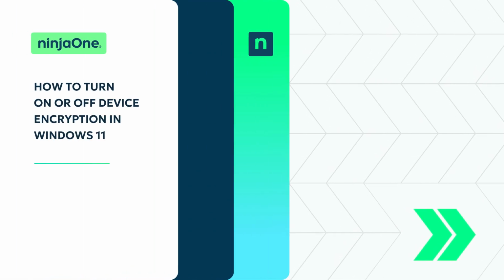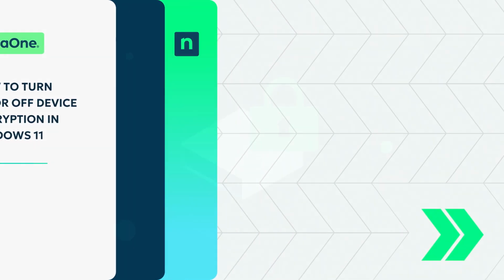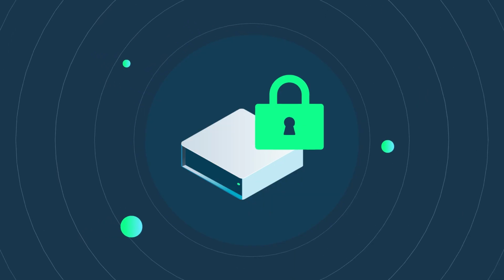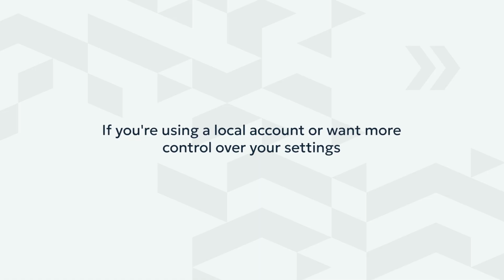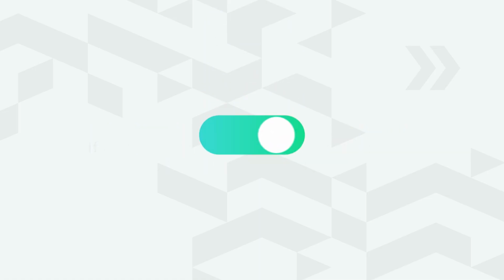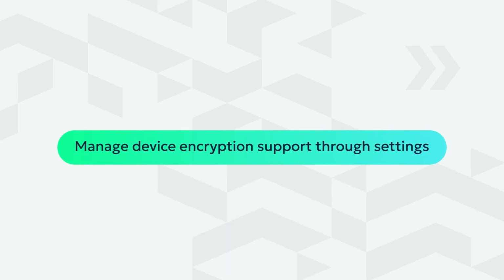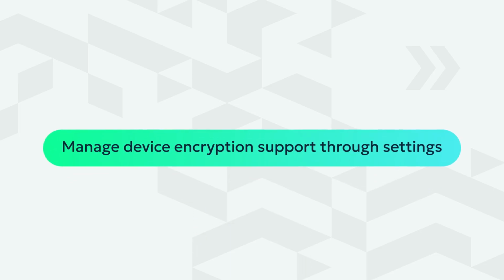How to turn on or off device encryption in Windows 11. Device encryption in Windows 11 helps secure your data in case your laptop or PC is lost or stolen. If you're using a local account or want more control over your settings, you may need to turn it on or off manually. Let's walk through how to check support and manage device encryption through your settings.